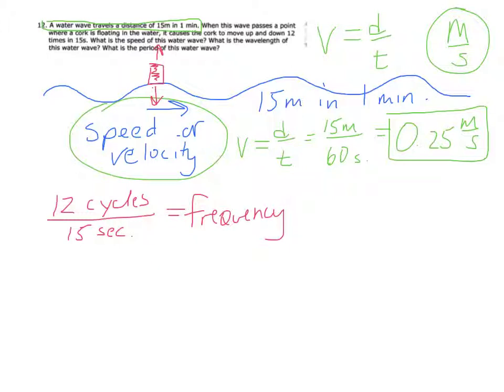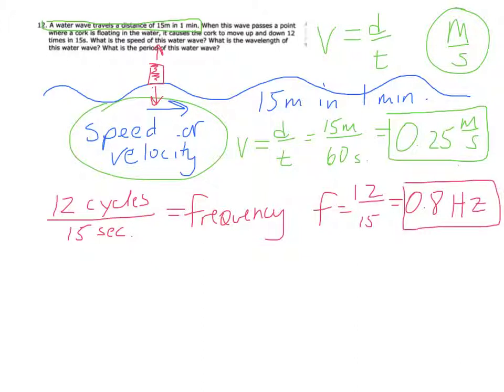So if we go ahead and divide and take 12 over 15 cycles per second, of course you're going to end up with hertz. You get 0.8 cycles per second. So that's this one.